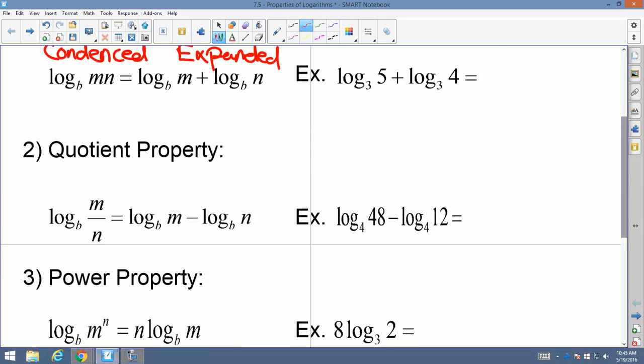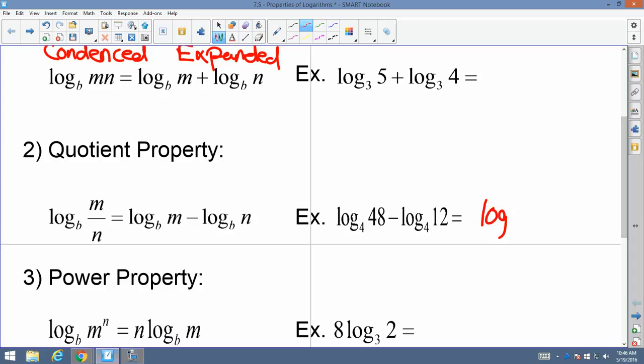What happens when you divide the same base? You subtract the exponents and keep the same base. So in this particular case, I have log base b of m over n. When I have a division, that expands into subtraction. You should be saying to yourself now, oh, wait a second, this is the same thing as exponents, just a different way. It's just the inverse.